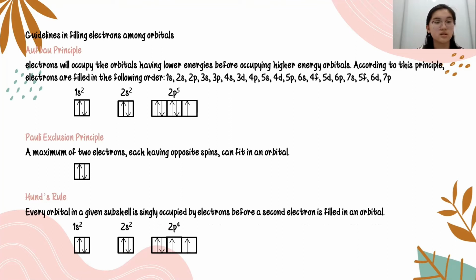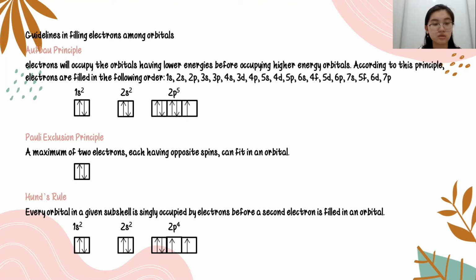Here we can see the boxes represent the orbitals, and every box can only hold 2 electrons. So first we fill 1s2, 2 electrons, 2s2, 2 electrons, and 2p5, 5 electrons. But first we need to fill the up arrow and then the down arrow. Then the Pauli exclusion principle: a maximum of 2 electrons with opposite spins can fit in an orbital. So it must be an up arrow and a down arrow.